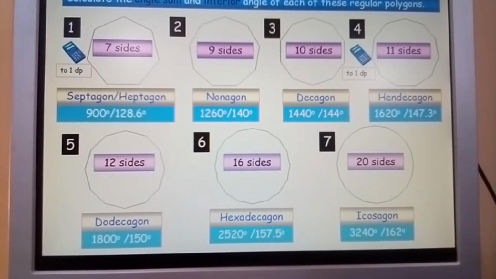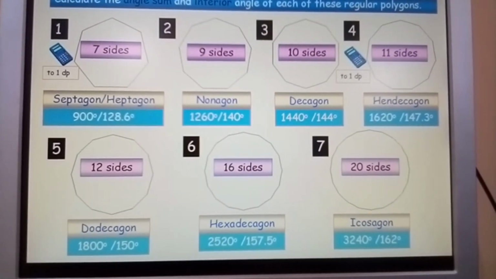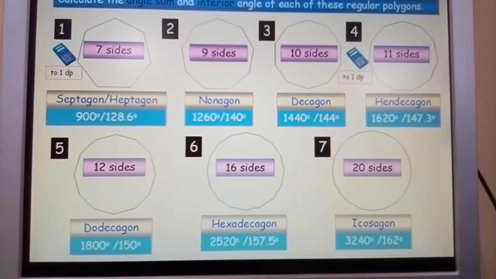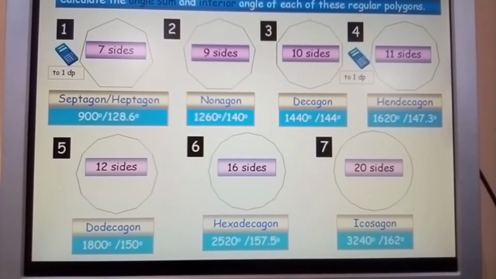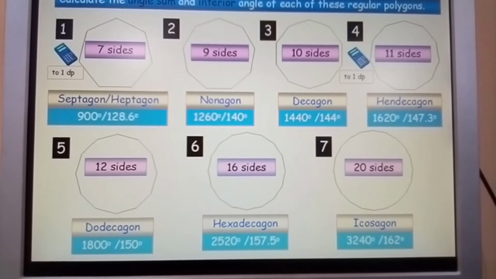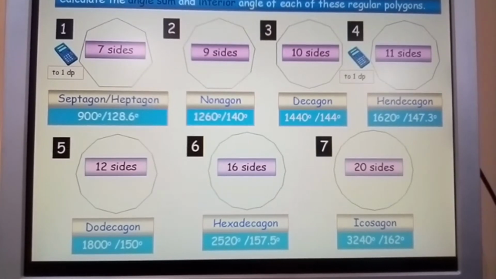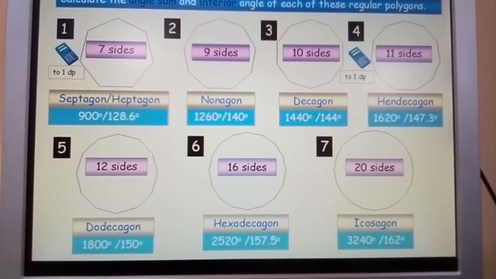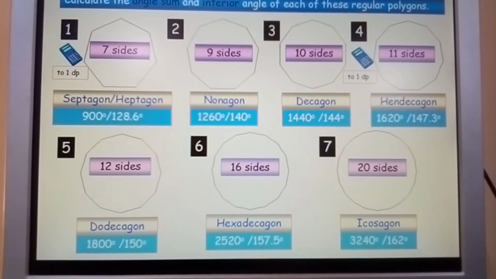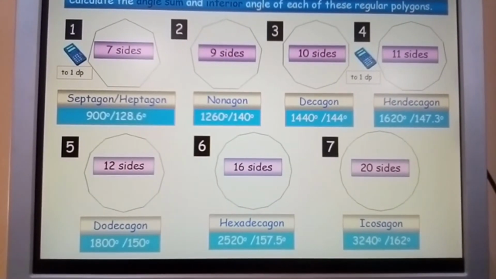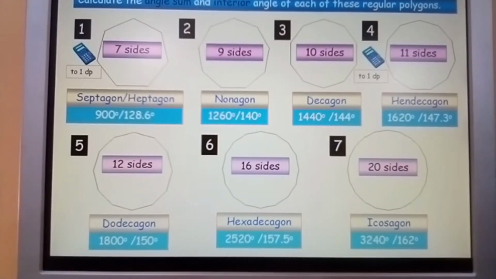So if we take this formula, we have 7 sides, right? So what we then need to do is 7 sides minus 2, okay, equals 5, times 180, equals 900. Okay, and that will give us our 900 degrees here.